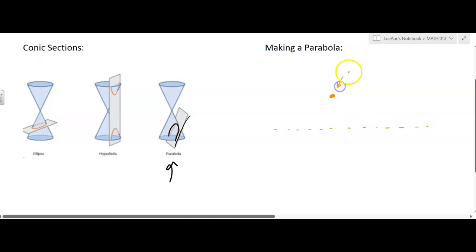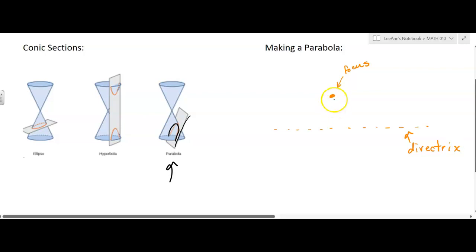So this is like the focus. I'll do this more in the next video. And this is called, might be a new word, directrix. Directrix. And it's just a line. Now, a parabola is formed.